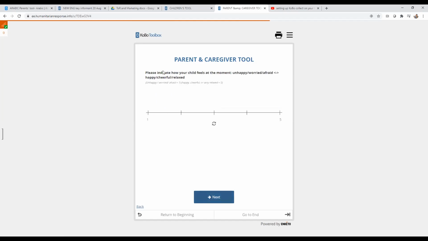And then here, please indicate how your child feels at the moment. Unhappy, worried, afraid, it's 1. Or happy, cheerful, very relaxed, you put a 5. Or sometimes it can be in the middle, depending on what the parent is feeling that the child feels. So it's important that it's the parent's impression how the child is feeling.